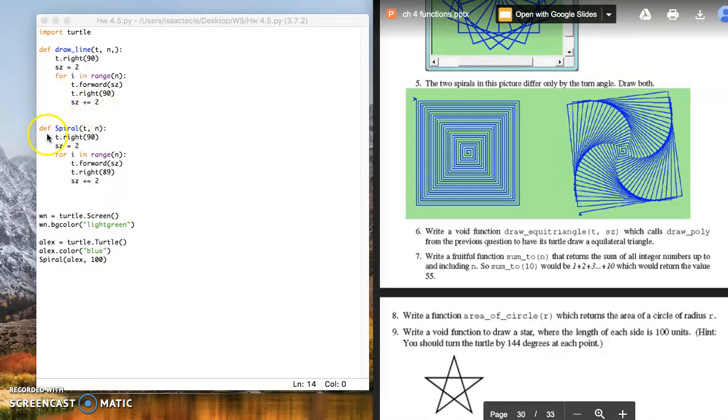And then the next thing I did was spiral(t, n), then again a right 90, size 2. And then for i in the range of n, it goes forward the size, right, and right 1 degree less, 89, and then size plus 2.